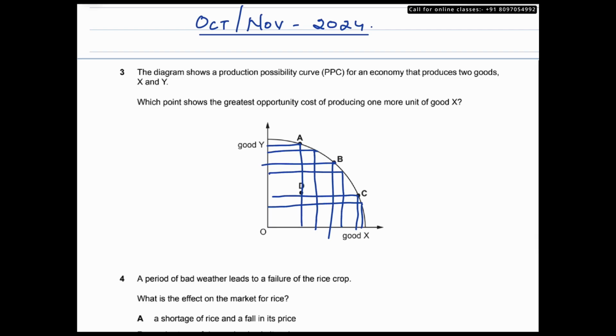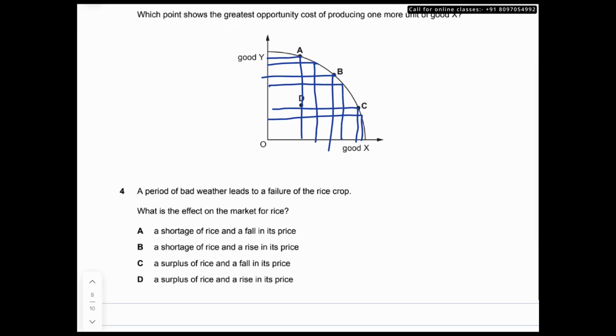So if we can take a look again, the distance between these two segments, the distance between these two segments, and the distance between here. So we are sacrificing more of Y and gaining very little of commodity X. So C is the point where you would get the greatest opportunity cost. Clear?